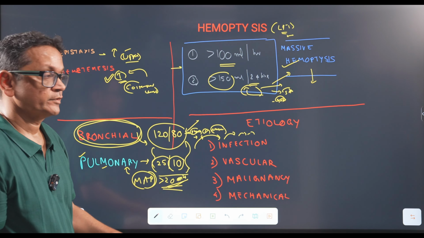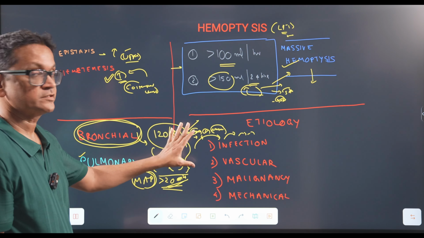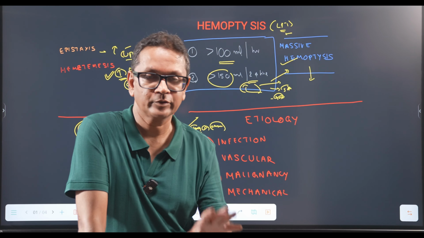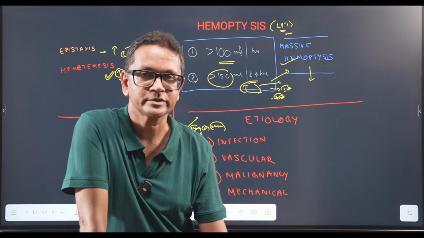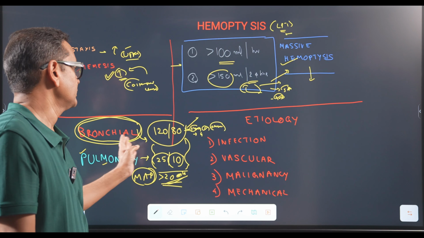So unless proved otherwise, in hemoptysis always suspect bronchial vessels as culprits. Okay. So are you clear about the pathophysiology of hemoptysis? Most of the times it is because of the bronchial vessel involvement.